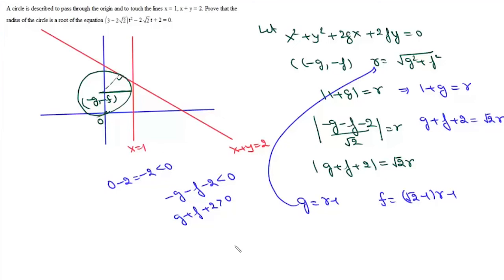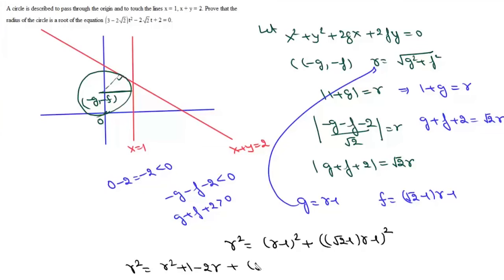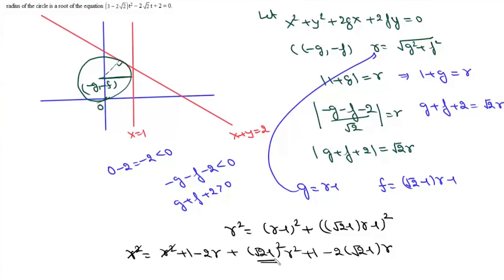So now we can write r square will be equal to g square, and g square is r minus 1 whole square, plus f square, which is root 2 minus 1 into r minus 1 whole square. When we square it, we can write r square equals r square plus 1 minus 2r, and here will be root 2 minus 1 whole square into r square plus 1 minus 2r. Now here r square and r square will cancel. We can write this as root 2 minus 1 whole square.